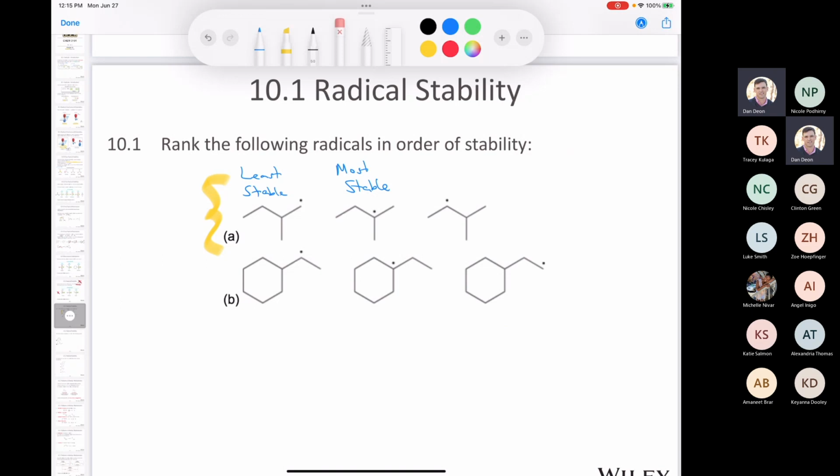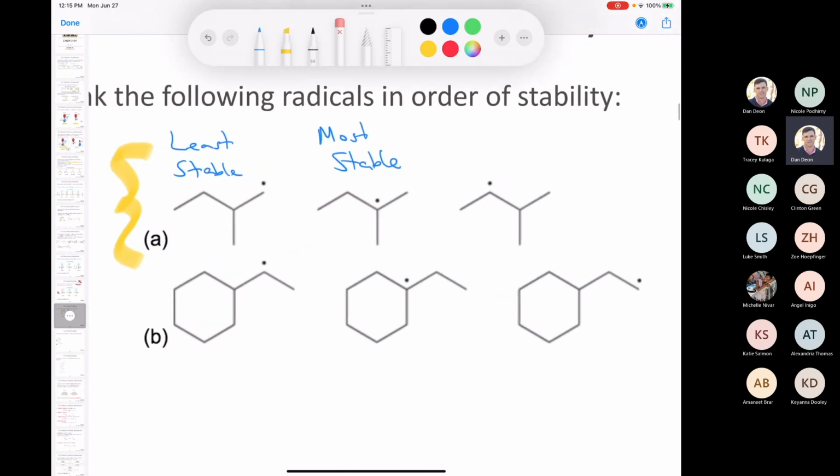Why? How did my students answer that so quickly? So if you're confused, if you're like, how did they get that? This radical, the one that's the most stable, is a tertiary radical, right? This carbon is attached to 1, 2, 3 carbons, whereas the least stable one is a primary radical. So we have tertiary and we have primary. And then the other one is somewhere in the middle because it's a secondary.